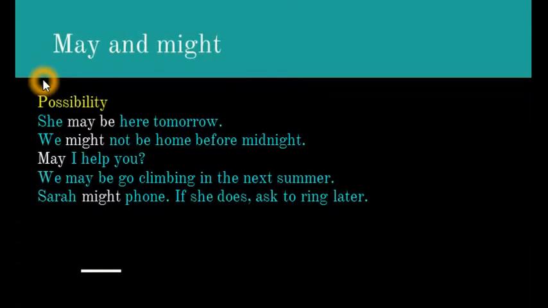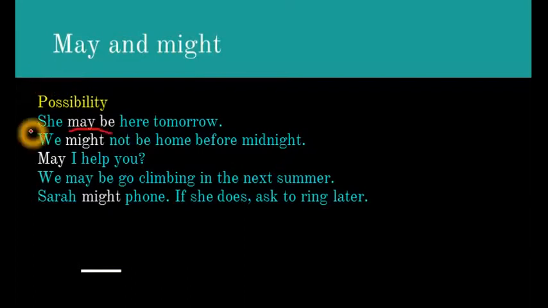May and might express possibilities in the present or future. We often use may or might to talk about the chances or possibilities that something will happen. So maybe you're thinking, what is the difference? Might is not often used as a past form of may. Both may and might are used to talk about the present or future. Might is mostly used as a less possible or hesitant form of may. So when we use might, something is possible but very less so.